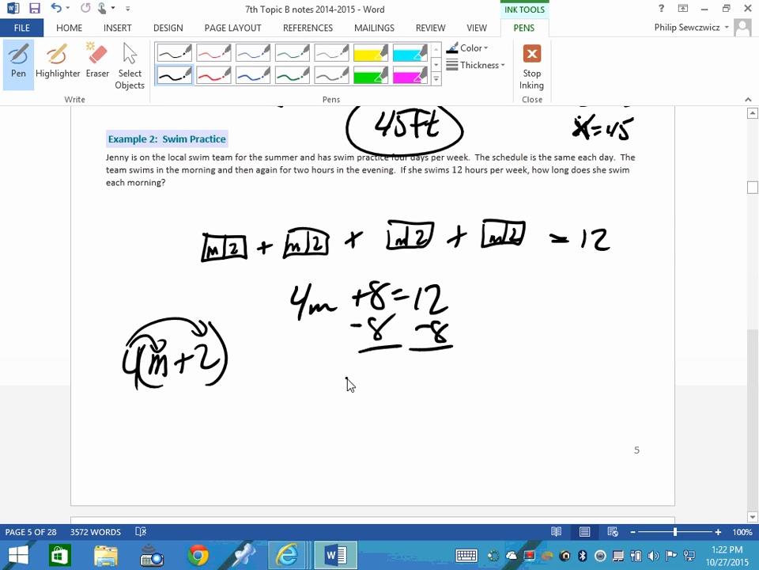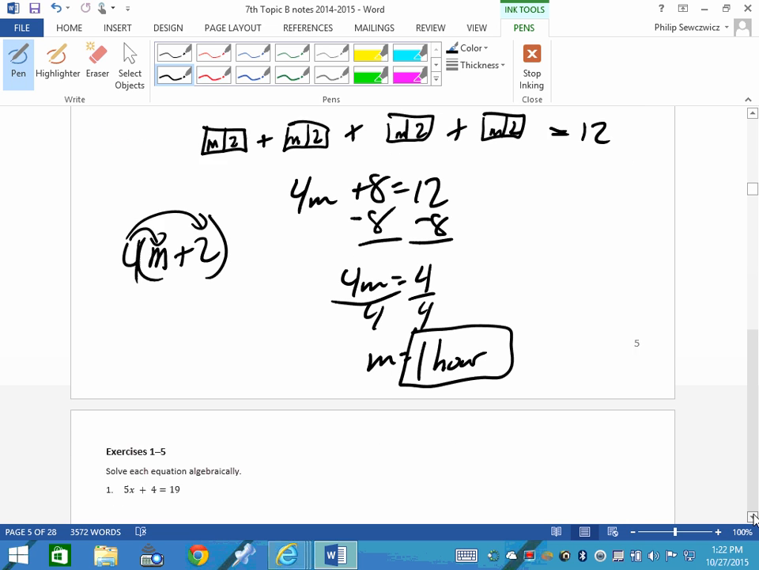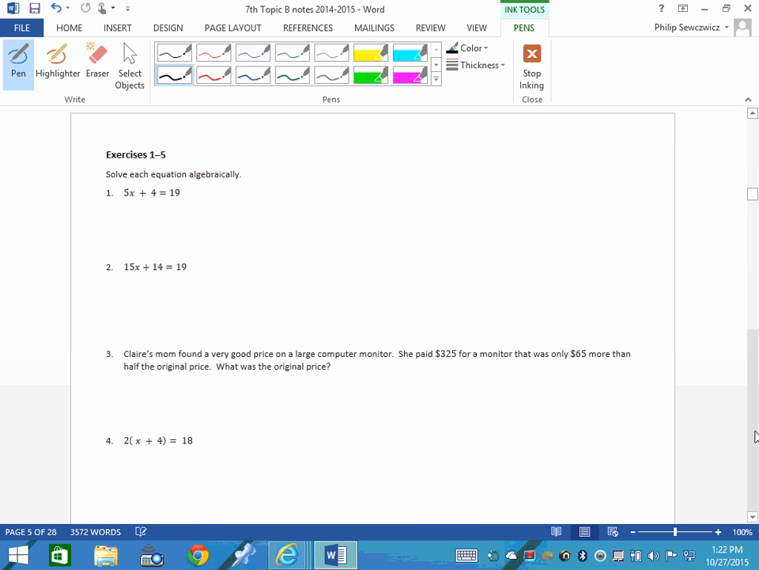So let's subtract 8 from both sides. 4m equals 4. We'll divide by 4, and m equals 1. 1 hour. Again, we want to make sure we can do the setup. We don't want to just fall in love with guess and check. You might be able to guess and check some of these answers, but when they don't come out neat and clean, it's going to get rather frustrating. Okay, so here we're just solving our equations.